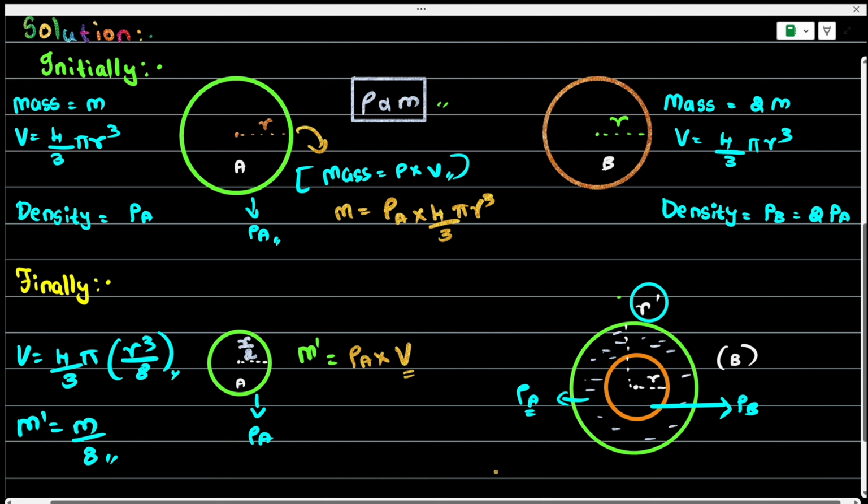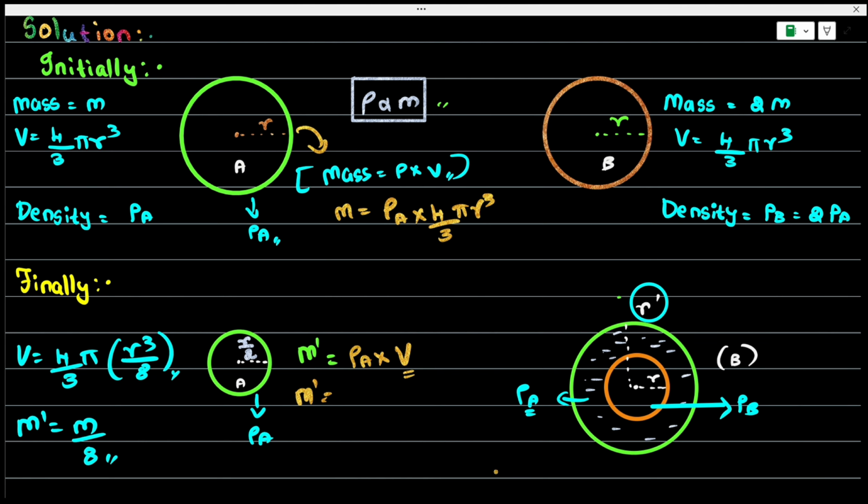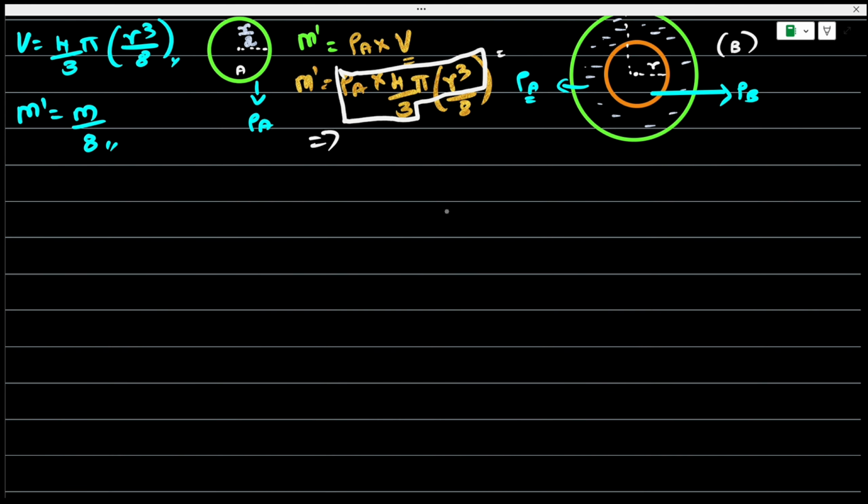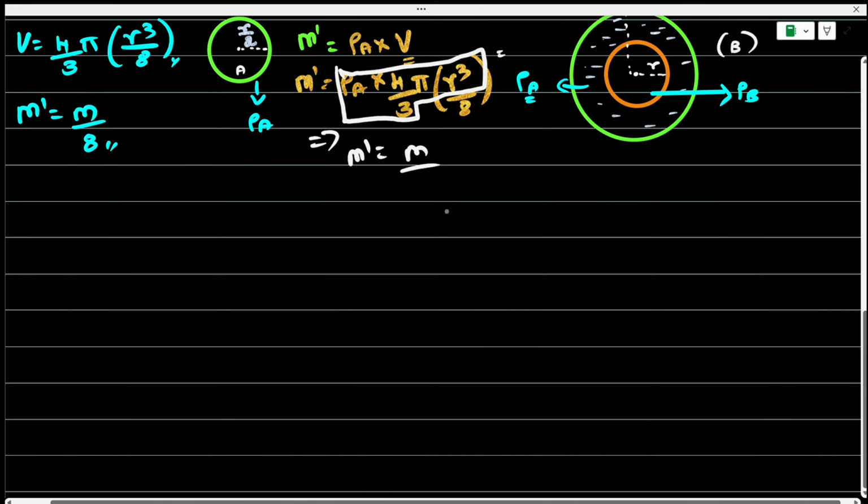Now for this new mass, m dash, they have said that mass is lost by star A and the radius of the star reduces to r by 2, but it retains its spherical shape and density, so the density remains the same but the volume changes to 4 by 3 into pi r cube by 8. Now let's separate this term so that m dash is equal to m by 8. This is the value I have written here.